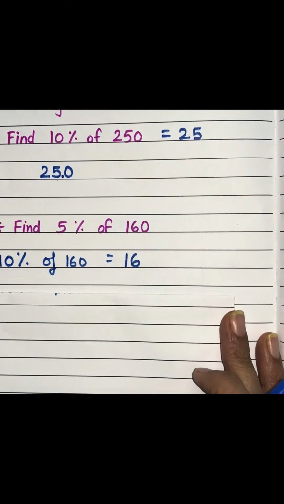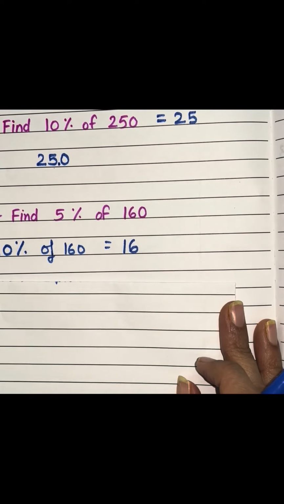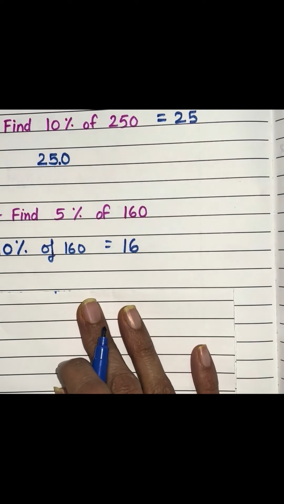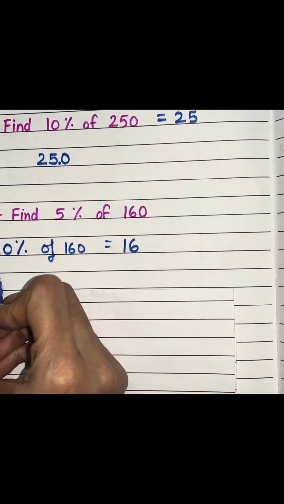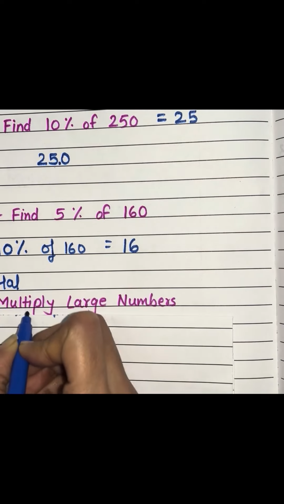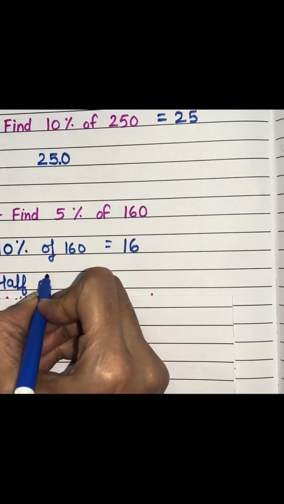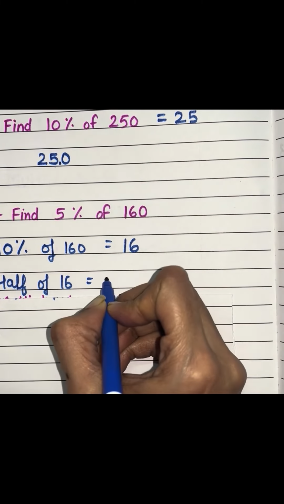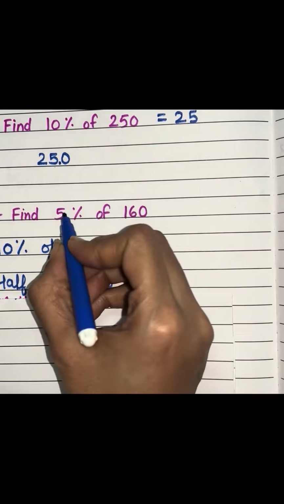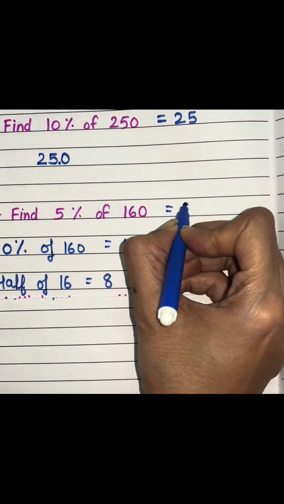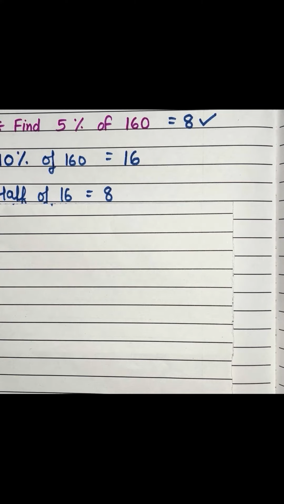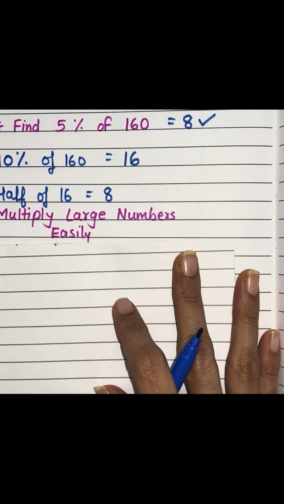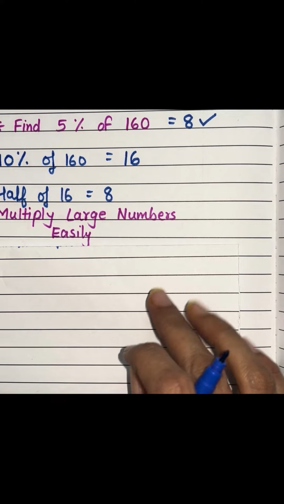Now the second step is, we are going to make half of this. Half of 16 is equal to 8. So that means 5% of 160 is equal to 8. This is your answer. Now let's have a look at one more hack, that is multiply large numbers easily.